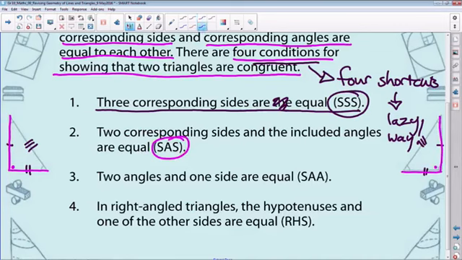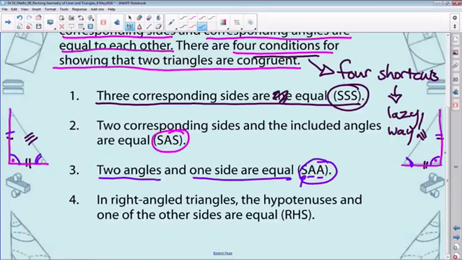Then we have two angles and one side are equal. So let's say it was this angle and this angle. In other words, this angle and this angle and any one side, so let's make it that side, are equal. Then we say it's side angle angle. Do you see that the S represents side and then AA means angle angle?